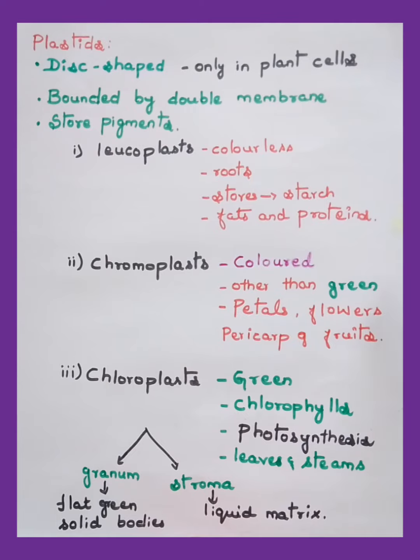Next we shall move to an important organelle, that is plastids. These plastids are disc-shaped living cell organelles present only in plant cells, and they are bounded by a double membrane and store pigments in them. These plastids are further classified into three types: leucoplast, chromoplast and chloroplast. We are all aware of chloroplast. Often we hear about chloroplast. Let's learn about them in detail.